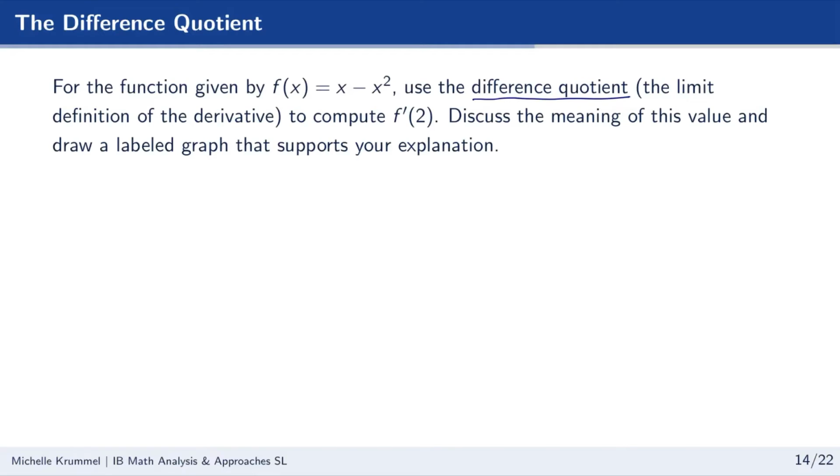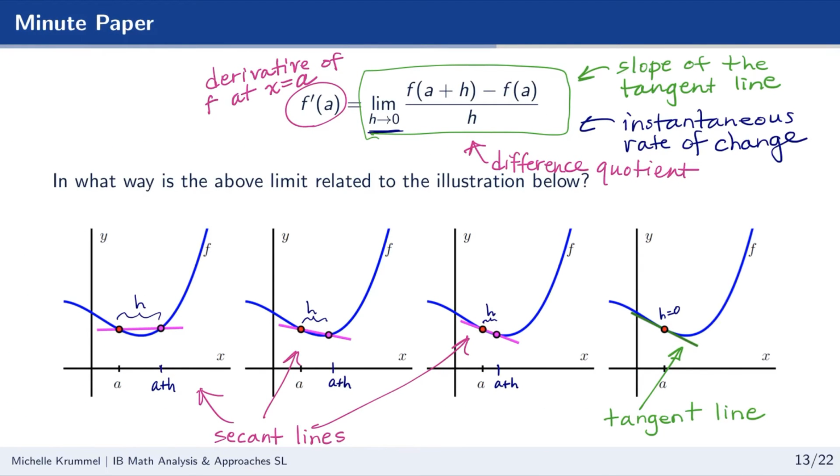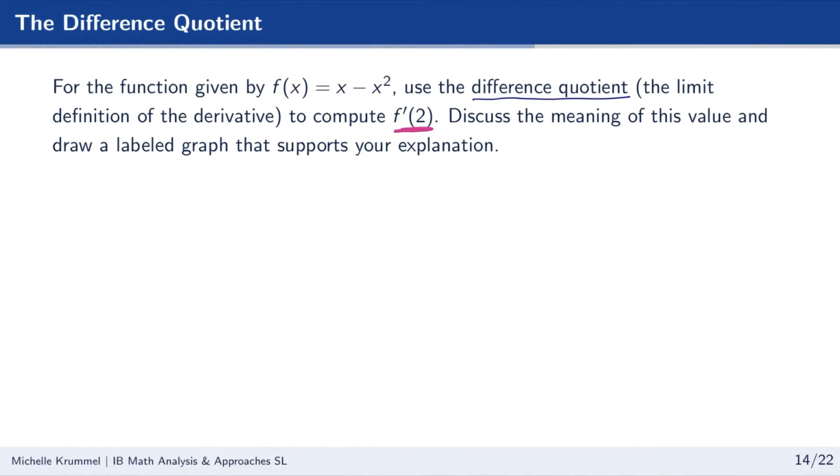We're going to use the difference quotient to compute f prime of 2. F prime of 2, so this is f prime of a. Now, if we want f prime of 2, it means we're replacing the a with a 2. So in this formula here, we're going to replace all of the a's with 2's. And then we'll talk about the meaning of our answer.